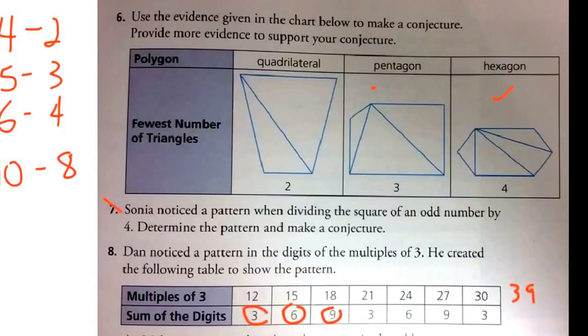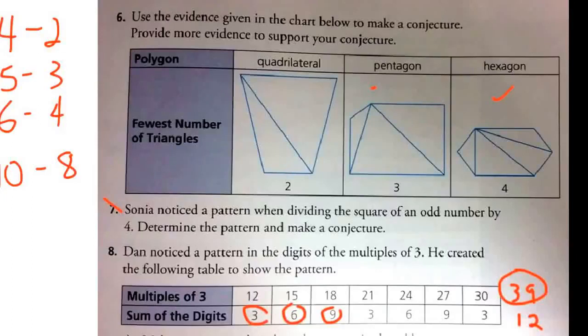We add up those two digits, we get 12. So are we still following the pattern of 3, 6, 9? No. So 39 is what we call a counterexample. It's now showing that this pattern doesn't always work. Or we could just change our conjecture.